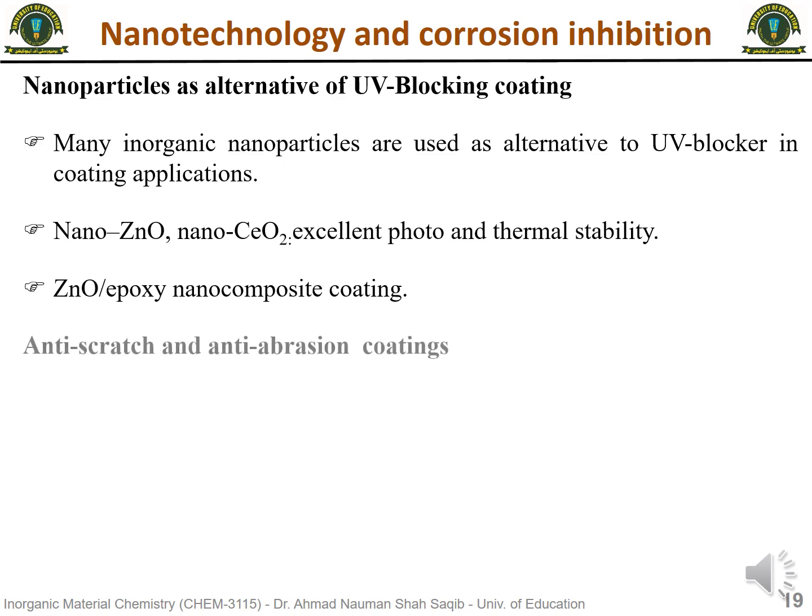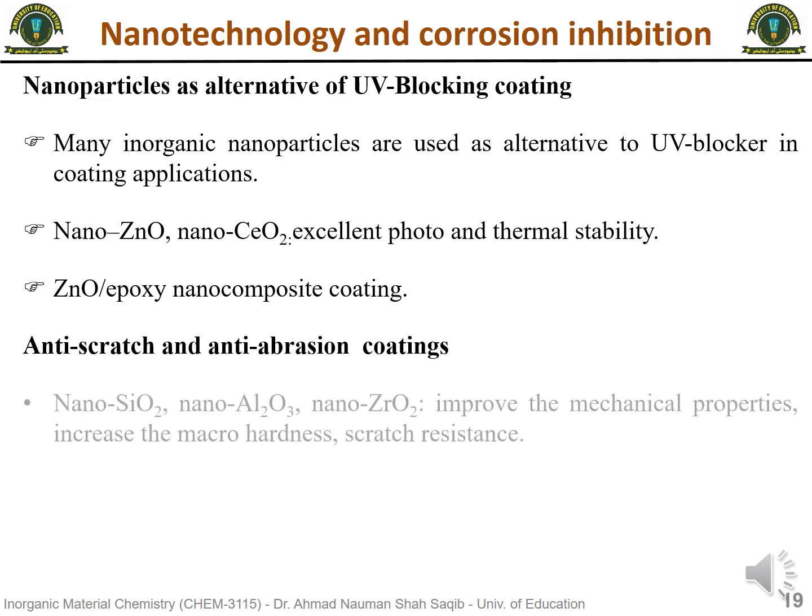Similarly, if you have an application in a place where there is a lot of scratching or abrasion, then in those coatings we can add nano silicon oxide, nano aluminum oxide or zirconium oxide. By using these nanomaterials we can improve the mechanical properties, for example the hardness and scratch resistance of those thin films. So by using these nanomaterials we can enhance the strength against scratch and abrasion. So they last long and can prevent corrosion for longer time periods.